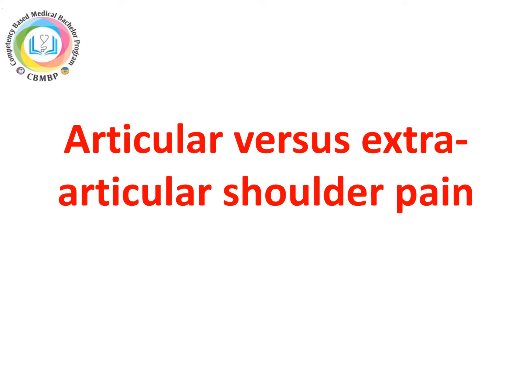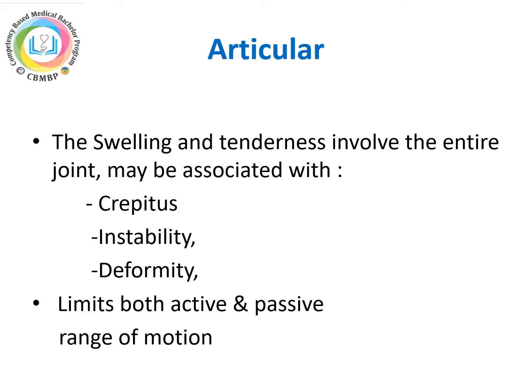The shoulder pain may be articular, inside the shoulder joint itself, or extra-articular, from the soft tissue structures around the joint, and we should differentiate between them. In the articular causes, the cause inside the shoulder itself, the swelling and tenderness involve the entire joint and may be associated with crepitus or instability, deformity, and the very important item is the limitation of both active and passive range of motion.